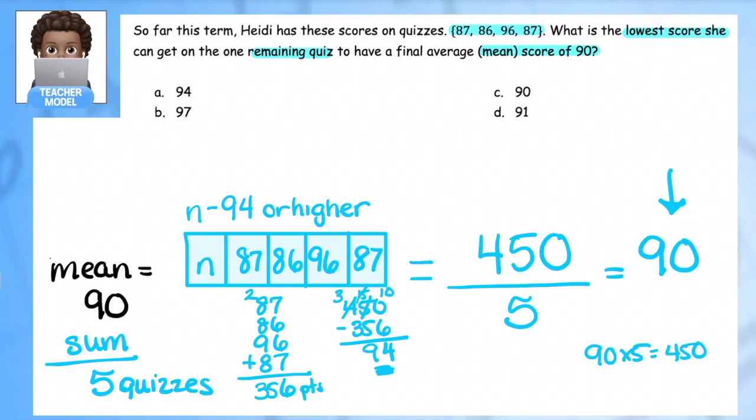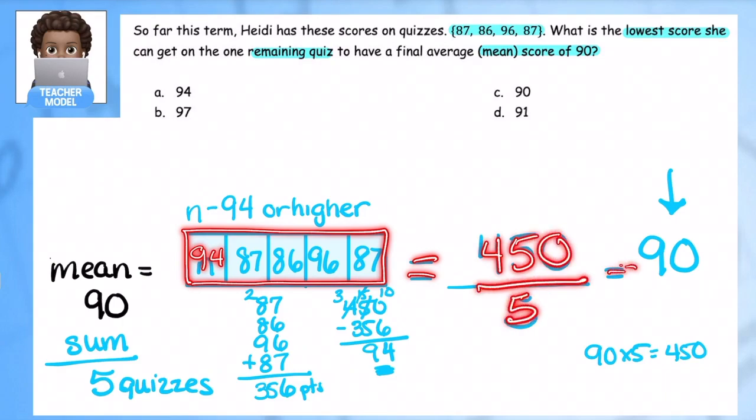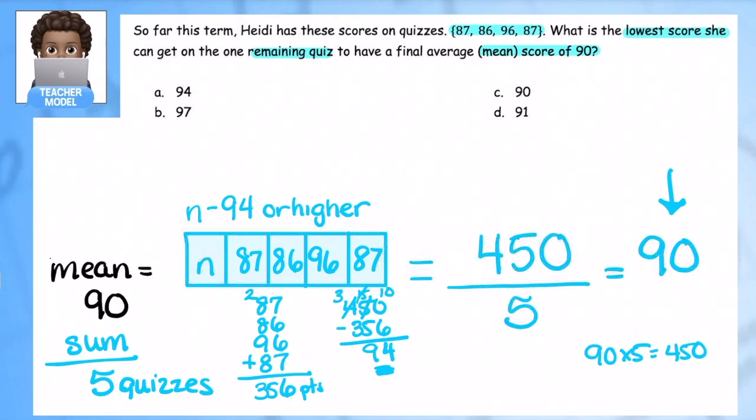If she gets exactly a 94, let's walk through it. If she gets a 94, then all of these numbers together will equal 450, which when you divide by 5 will give her a 90. If she gets more than a 94, then she will have higher than the 90, usually by a few decimal points. So the lowest score she can get is 94. Anything lower than a 94 is not going to be enough for her to get a 90 average.